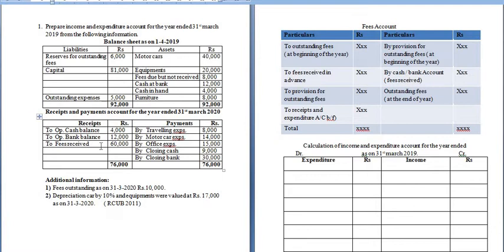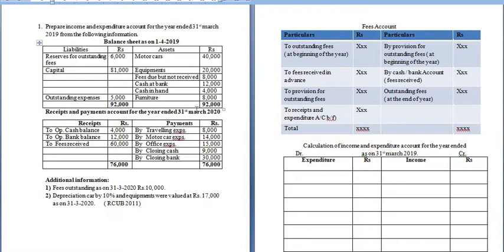Next, fees received: whatever fees we received, whether by cash or by bank, goes to the fees account. Next, fees outstanding on 31st March 2020 is 10,000. It is the current year outstanding. Next, depreciate the car by 10% and equipments are valued at 17,000. This is a little bit very important. They have given depreciation on car by 10%, which means whatever we have as car, that car is to be depreciated by how much?